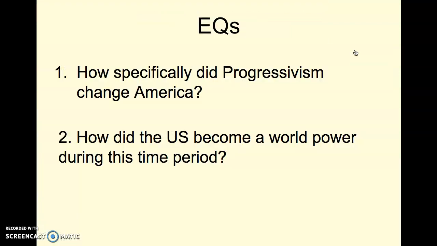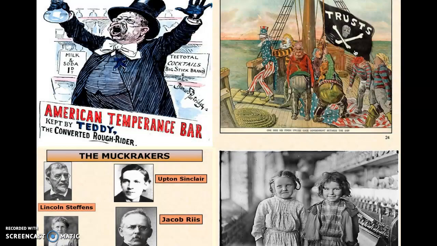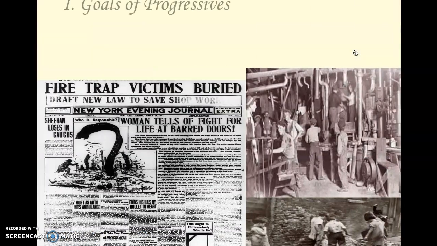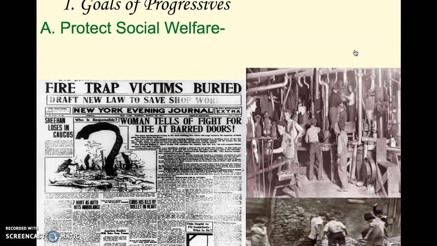So essential questions. Number 1, how specifically did progressivism change America? And number 2, how did the U.S. become a world power during this time period? Like I said, you guys have probably already gotten these. This is just a refresher, just in case. So we're going to talk about all of this stuff. Lots of political cartoons during this time. So here we go. So the goals of the progressives.